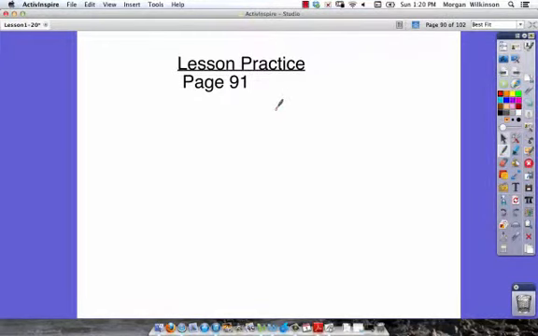Now again, we're going to talk about line graphs in class during our lesson practice on page 91, as well as review that concept of average. Make sure you've got your notes completed, and I'll see you soon.